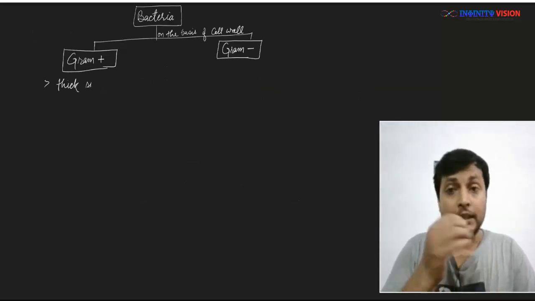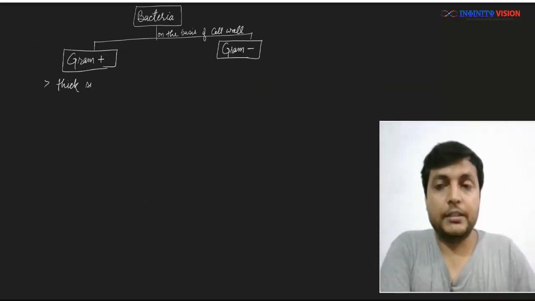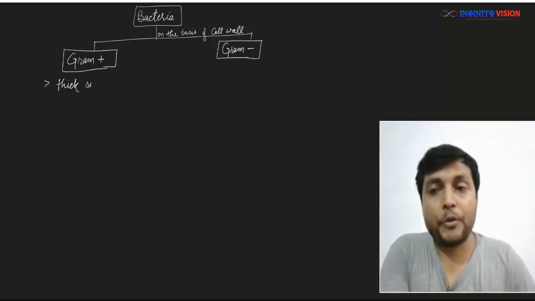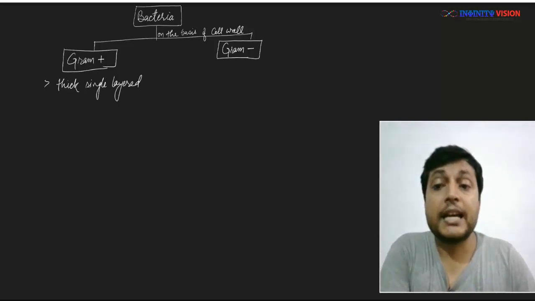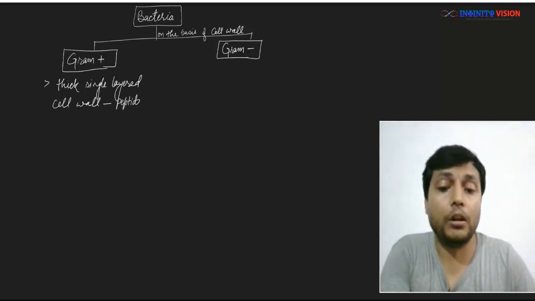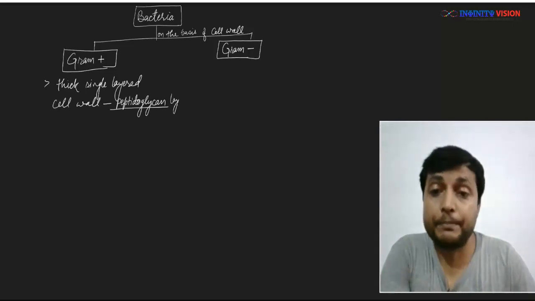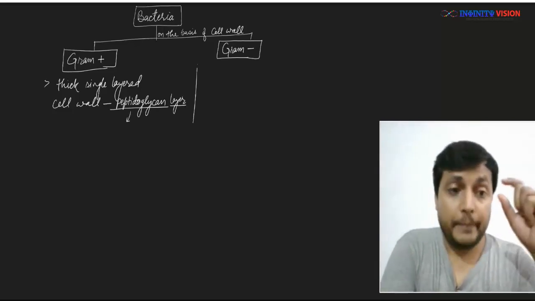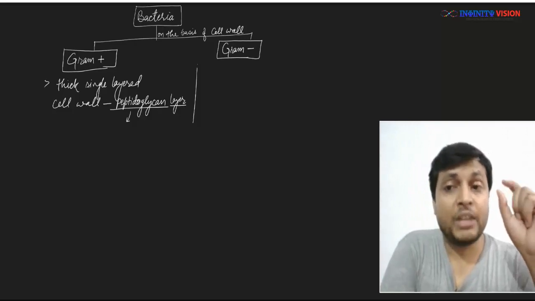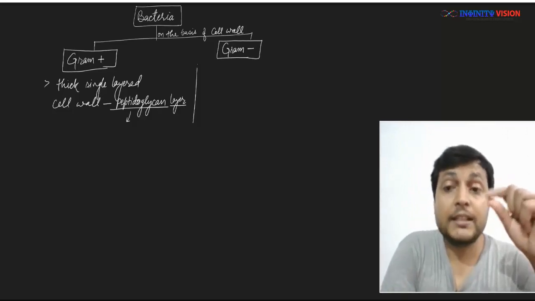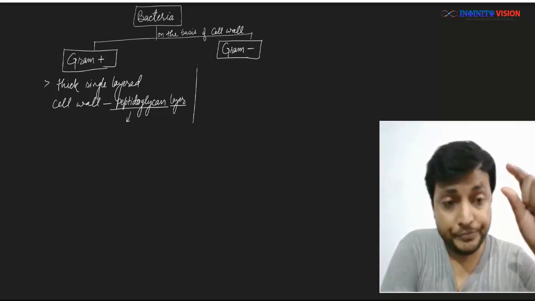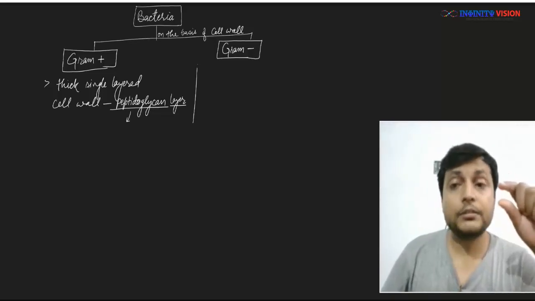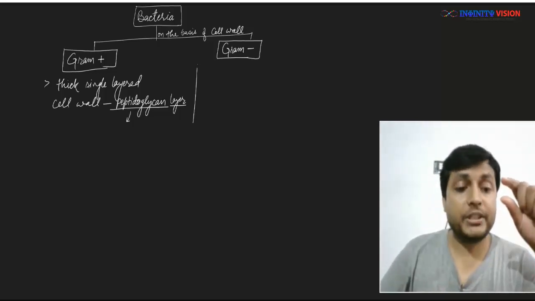Now, in case of gram positive, let us see, what we will do is we will do a comparative study. ठीक है? So gram positive के केस में क्या होगा? It has a thick single layered cell wall which is composed of only peptidoglycan layer. ठीक है? याद रखिएगा. The bacterium having a thick single layered cell wall composed of only peptidoglycan is called gram positive.